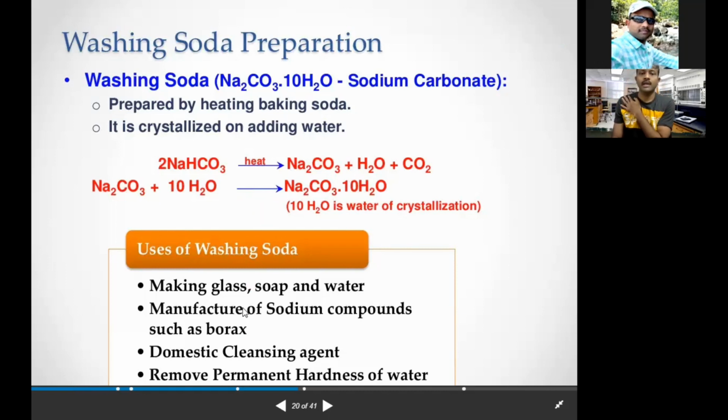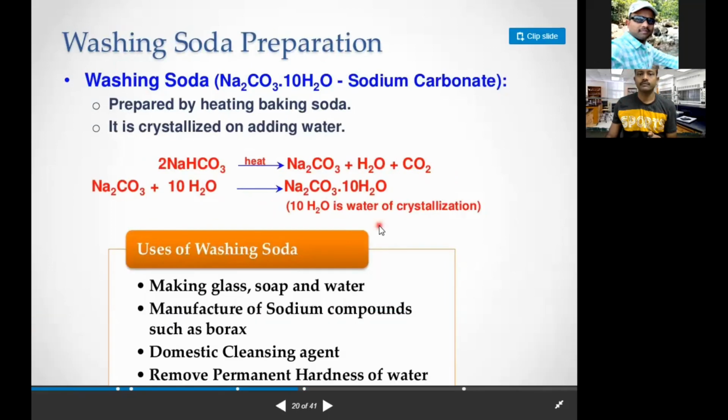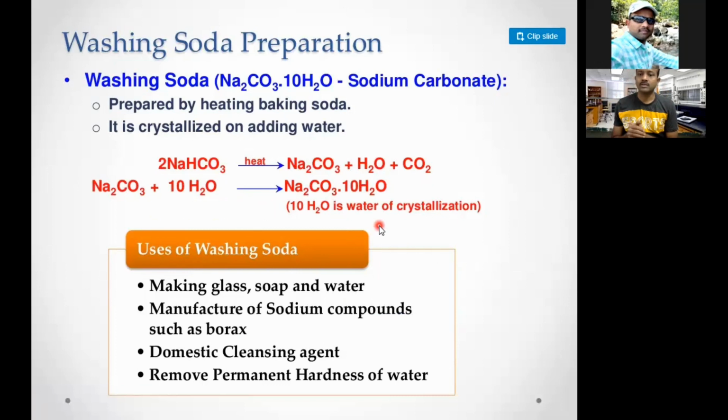What are the main uses of washing soda? We can use washing soda for making glass. Glass is a combination of sodium silicates, Na2SiO3, right? The Na is there, and the silicate we take from sand, silica. Where will you get silica? From sand. When you add this sand to washing soda, it will give glass.